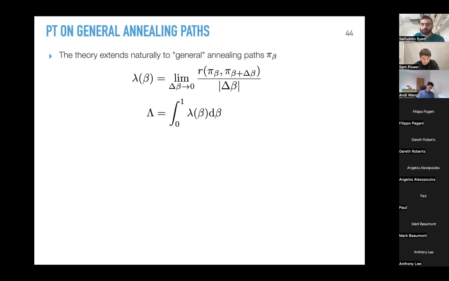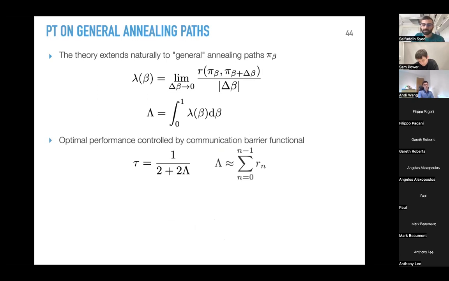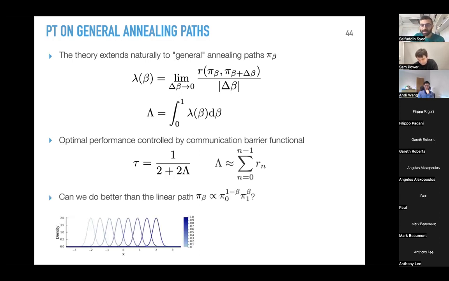So again, given a general annealing path, I can define this local communication barrier as the derivative of the rejection rate along the path, and I can define the global communication barrier as the integral of the local communication barrier. And this is true for a general path. So we can extend this notion of a communication barrier to non-linear paths. And it has the same intuition that we had before.